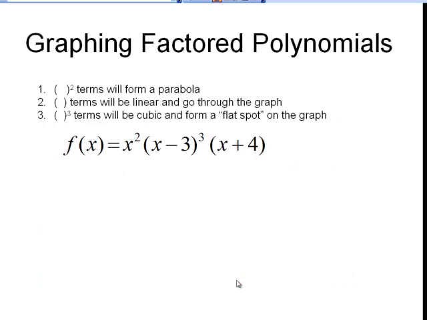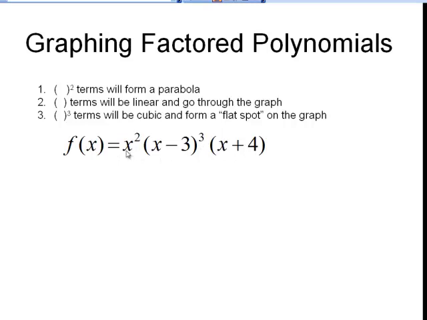Okay, now specifically, if you have a factored polynomial, it gets more complicated. If you have a square, it's going to look like a parabola, which is U-shaped. If it just has a first power, it's going to have a line, which is linear. Third power are cubic, and cubic functions go down and flatten out. So we have x squared, x minus 3 cubed, and x plus 4 to the first.